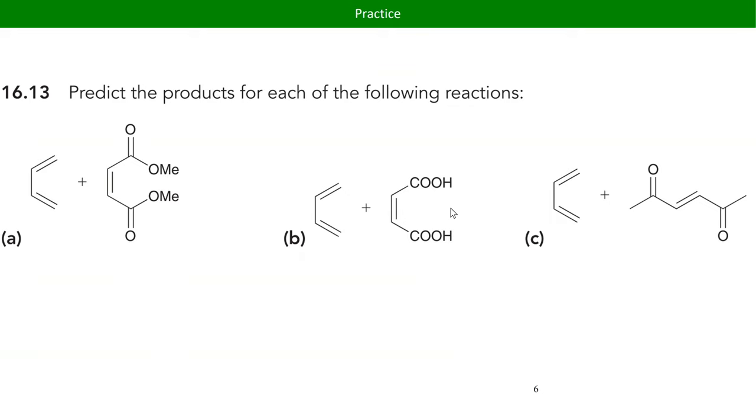So for C, we still wind up with cyclohexene. So the diketo cyclohexene molecule, and the most important thing with this is that we draw these two substituents as being trans on the ring structure.